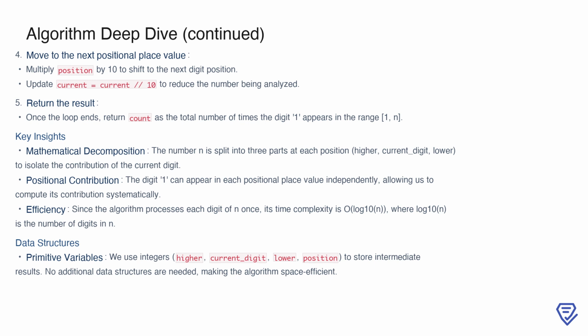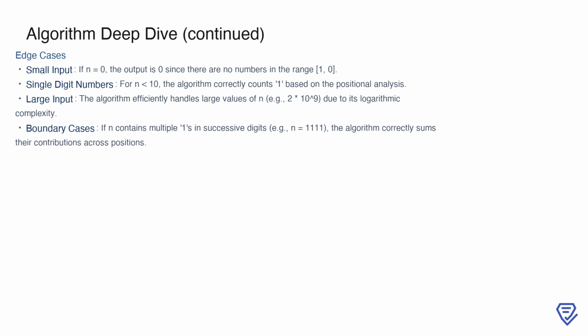Additionally, the algorithm is space efficient, as it relies solely on primitive variables such as integers to store intermediate results, without requiring any complex data structures. To ensure the algorithm handles all scenarios, we need to consider several edge cases.